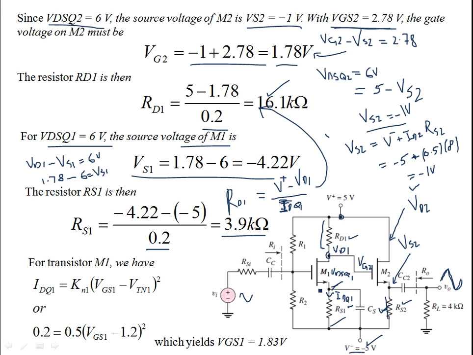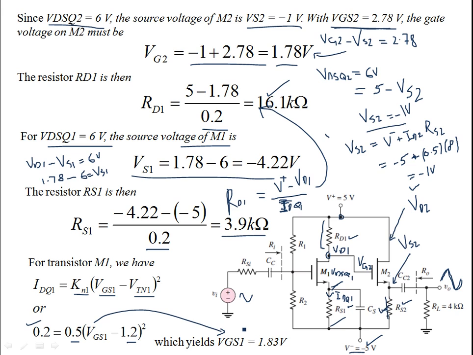Since we know that M1 is also supposed to be in the saturation region, we can find what VGS1 is. Using the current-voltage relationship, the conduction parameter given for MOSFET M1 is 0.5 milliamps per volt squared. The threshold voltage for both MOSFETs is 1.2 volts. So you just plug in those values, you know what IDQ1 is, and then find VGS1 as 1.83 volts.